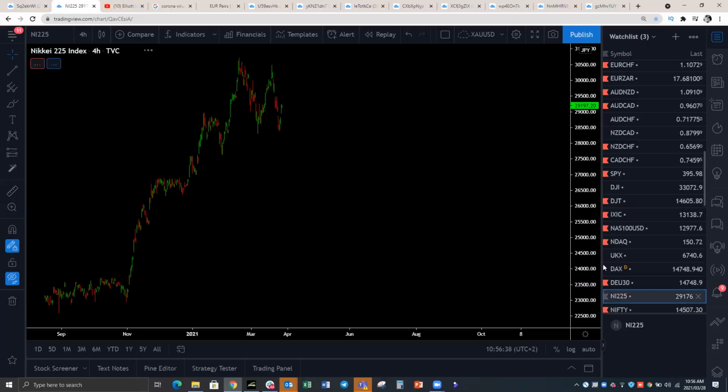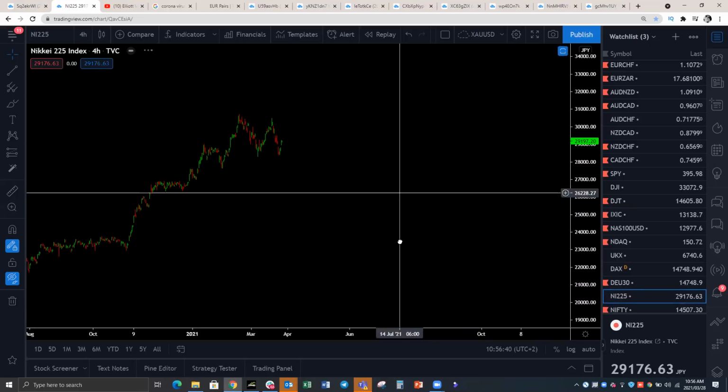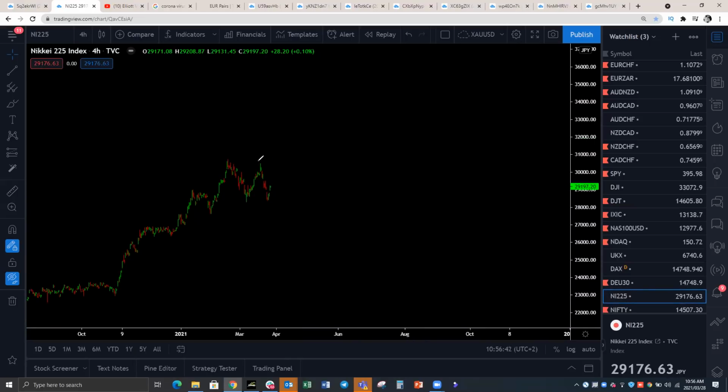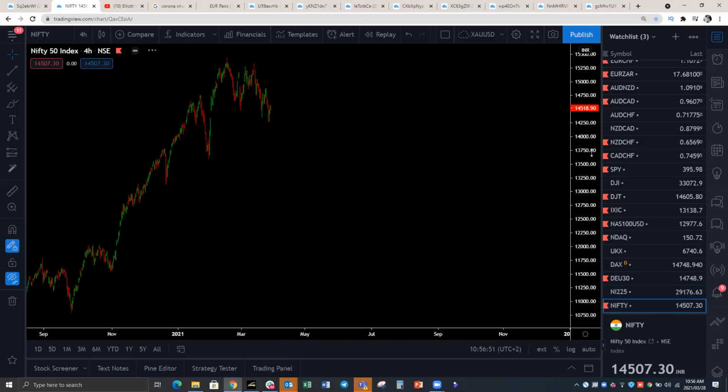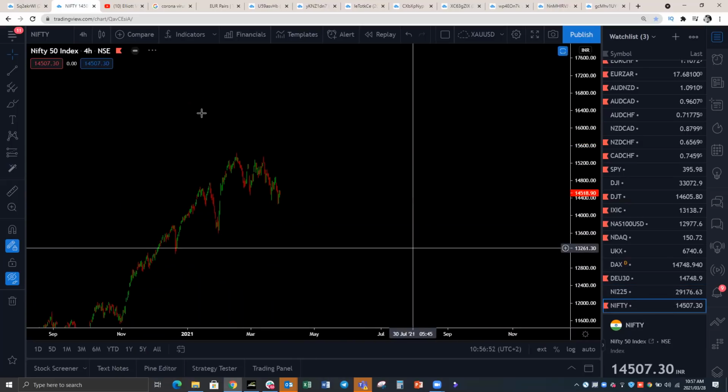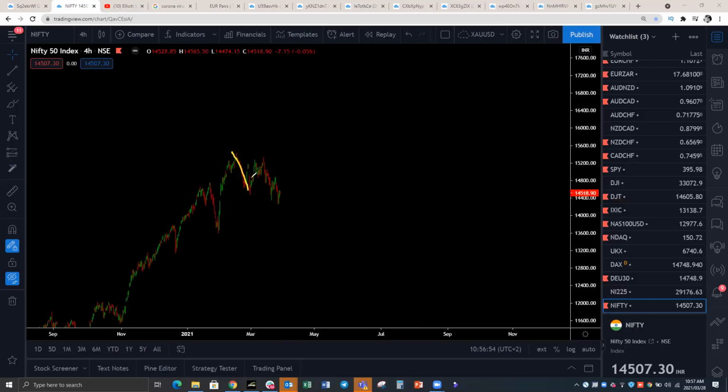Nikkei is making a regular flat and is continuing to the upside. Regular flat on the Nikkei, expect continuation to the upside. Nifty, beautiful structure on the Nifty, a nice zigzag here as follows, 1, 2, 3. Now we expect continuation to the upside on the Nifty. Let's see if we're going to get this to the upside.